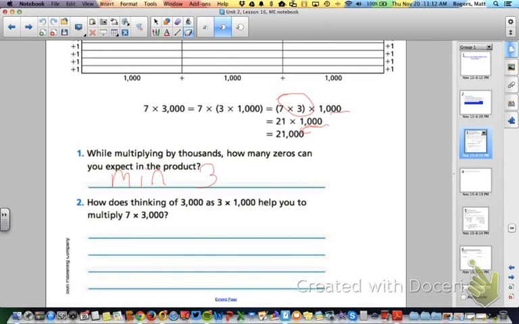Number 2 talks about how, when thinking of 3,000 as 3 times 1,000, how does it help you multiply 7 by 3,000? Well, by thinking of it as 3 times 1,000, I can break it up in our multiplication and do the 3 times the 7, and then just multiply the 1,000 afterwards. So, I know 3 times 7, that's pretty easy. We've been doing that problem for a while. And then I add the 3 zeros to the end, and that gets our overall answer.